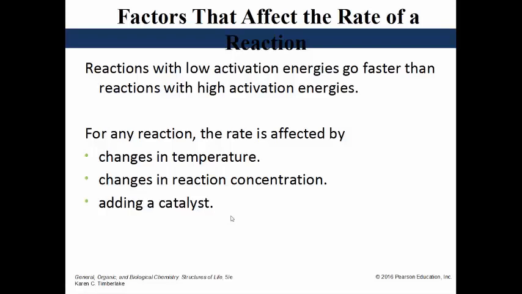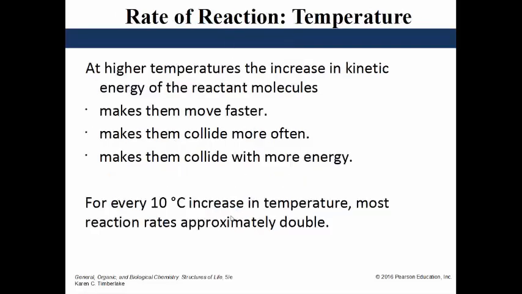For any reaction, there are three main factors that can affect its overall rate: a change in temperature, a change in reaction concentration, and also adding a catalyst. And the first one we'll talk about is temperature and how it has a role with the rate of reaction. At higher temperatures, the reactant molecules will be hitting each other more frequently because they're moving much faster. So if you have particles moving faster, they're going to hit each other harder and with more energy. An increase in temperature will cause a reaction to happen faster because you have an increased kinetic energy. And for every 10 degrees Celsius of increase of temperature that you have, the reaction rate will approximately double.